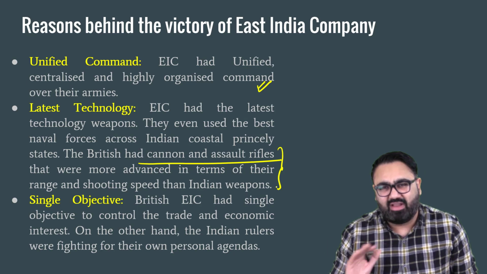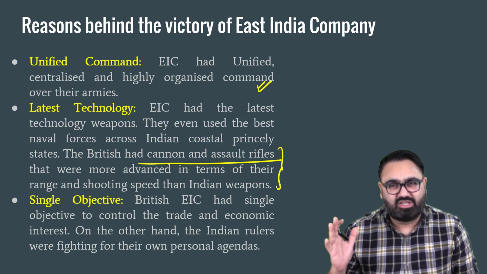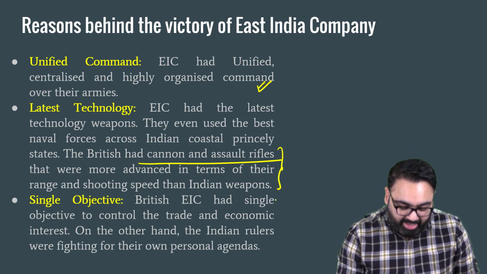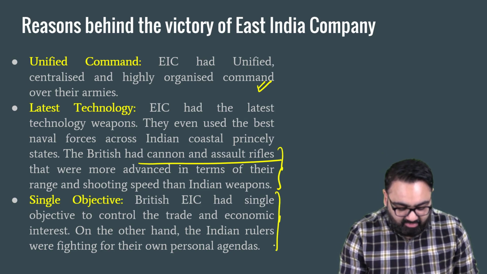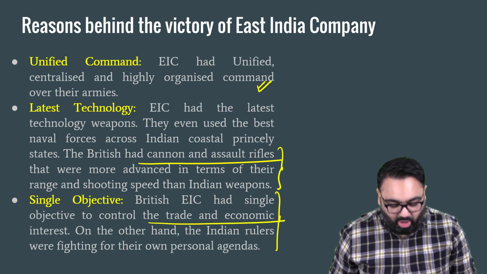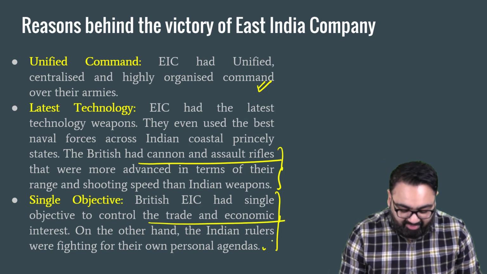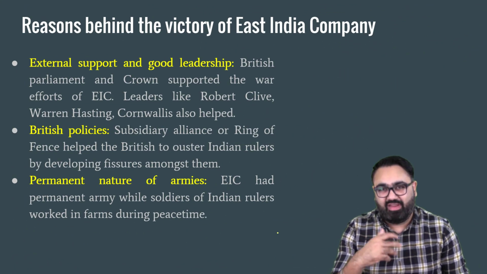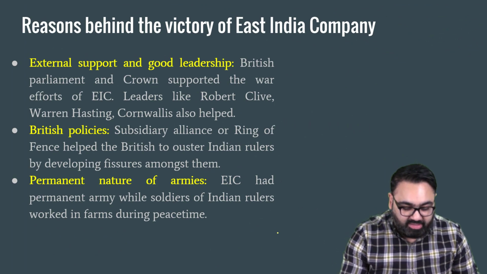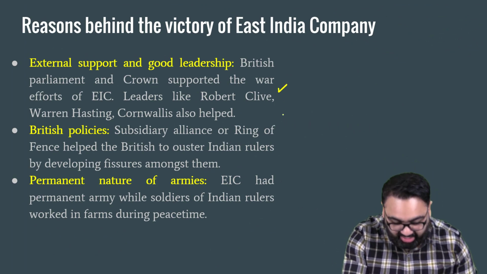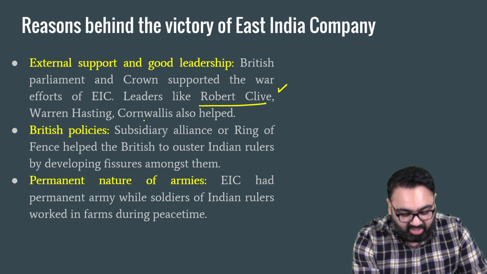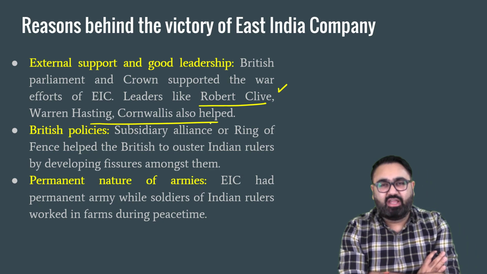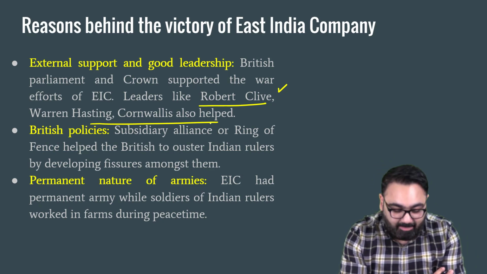Most Indian rulers did not invest in their military. They were happy splurging money on their own vice. That is also something that played a major role. As I said, East India Company had a single objective: to control trade and economic domination. Indian rulers were fighting for their own personal agendas, and that is why there was no unified feeling that they are fighting together. They had great external support. The leadership of Robert Clive, Warren Hastings, Cornwallis, etc. was helpful.